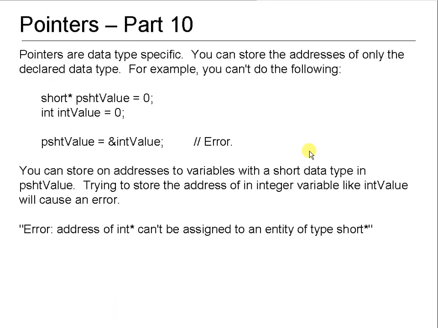Pointers are data type specific. You can store the addresses of only the declared data type inside one. For example, you can't do the following. Here I've got a pointer to a short. I have an integer variable, and I try to get the address of the integer variable and store it in my pointer to a short. So you can store only addresses to variables with the short data type in pShort. Trying to store the address of an integer variable like int value will cause an error, and that error is something like address of int asterisk can't be assigned to an entity of type short asterisk.